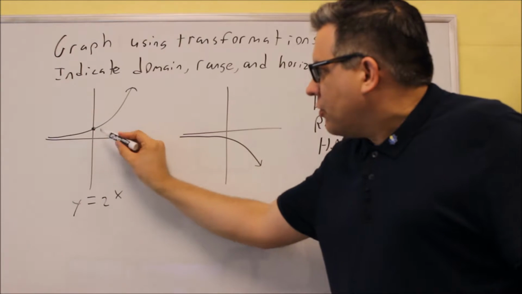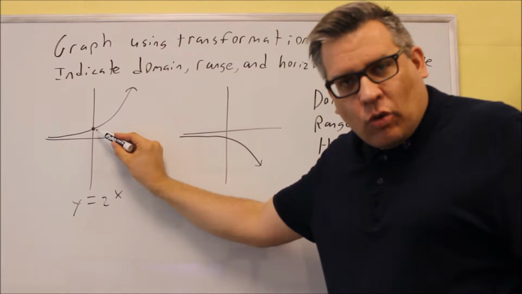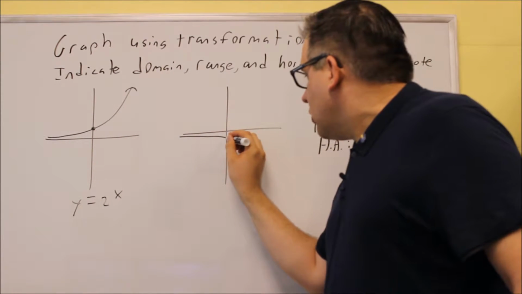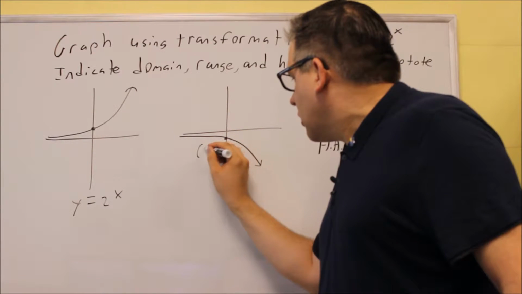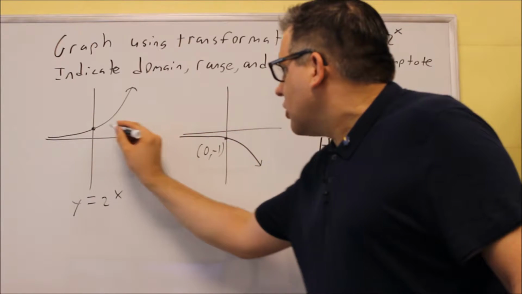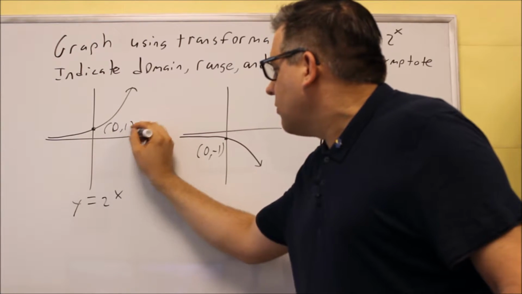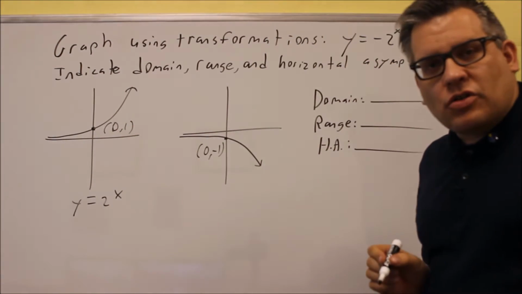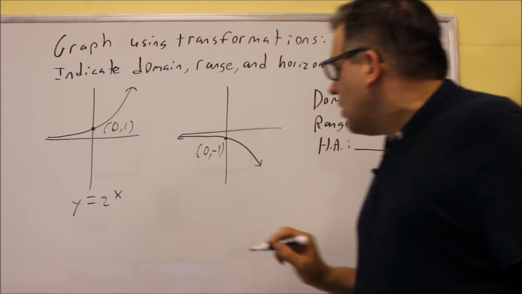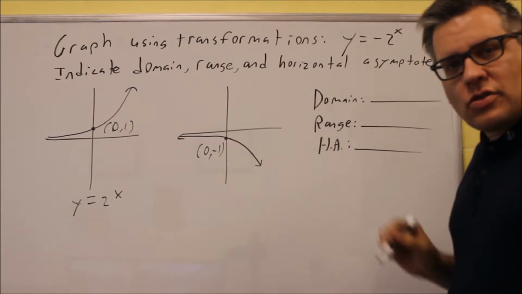Now when it went up, it would go through the point (0, 1). Now what it's going to do is go through this point here, (0, negative 1). So let me label this one. This was (0, 1), and now this is going to be (0, negative 1) when it flips. So from this, now I want to answer this information here.